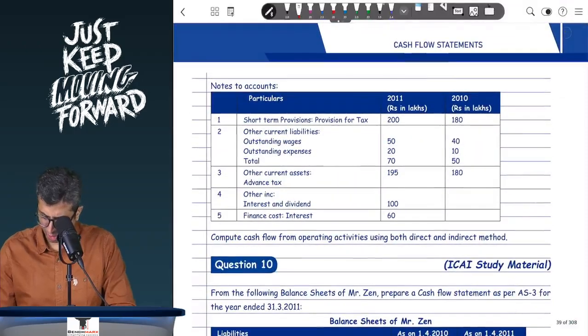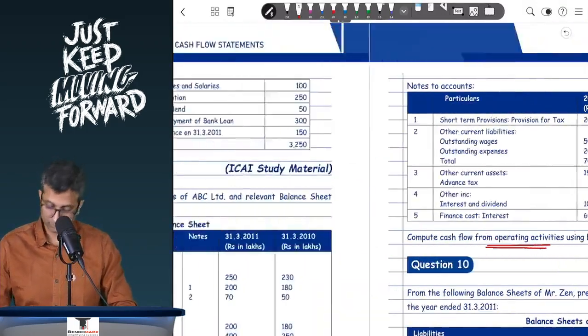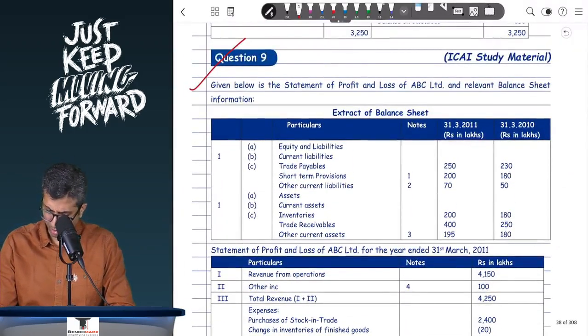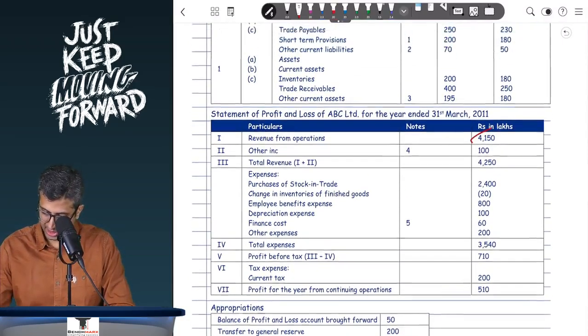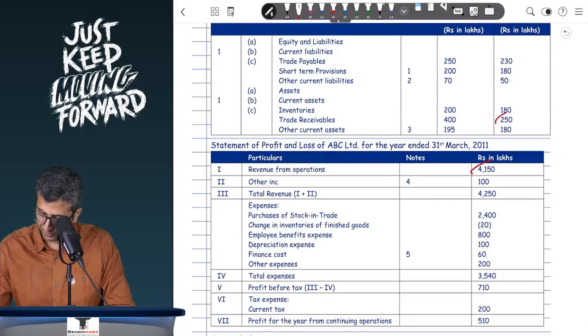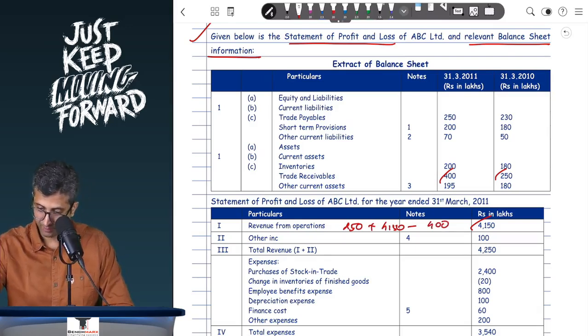Now within question number 9 also you have to take cash flow from operating activities using both direct and indirect method. Okay sir. So you have only cash flow from operating, you have P&L and the relevant balance sheet information. So if you look at direct method, within direct method you have revenue from operations, but इसके साथ इसके debtor का balance देखना पड़ेगा. 250, 400. So cash collection will be what? Well, this will be opening. Formula क्या होता है? Opening plus sales, that is 4150, minus closing, which is 400. So this is 250 plus 4150 minus 400. Can I say cash collection? होगा 4000.